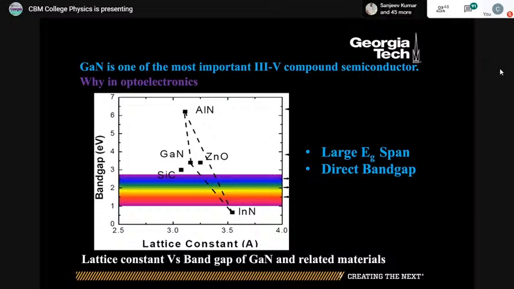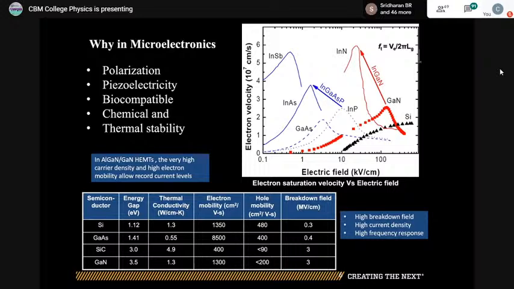That's why it finds huge application in optoelectronics, as blue and green light emitting diodes, laser diodes, and also in the UV light emitting regime. Why in microelectronics? This is the part where I talk about electronics. That's what I said before. Silicon, as I said, is not the best material for electronic applications either, but we are using it because it is the cheapest, and it can be mass produced without any problems.